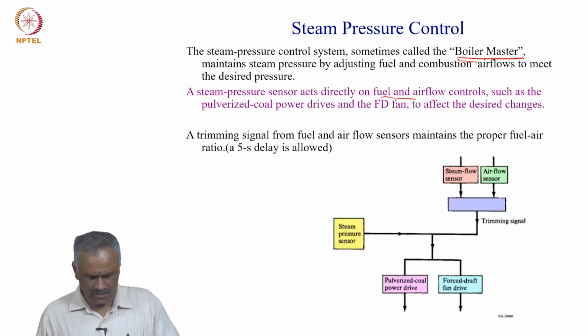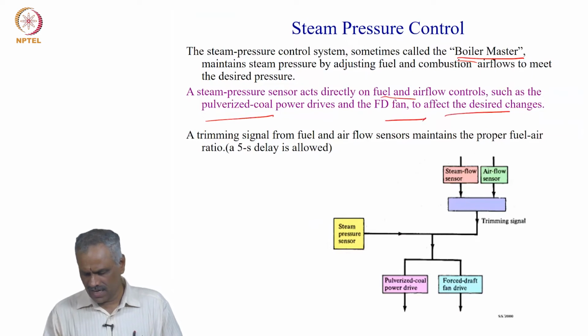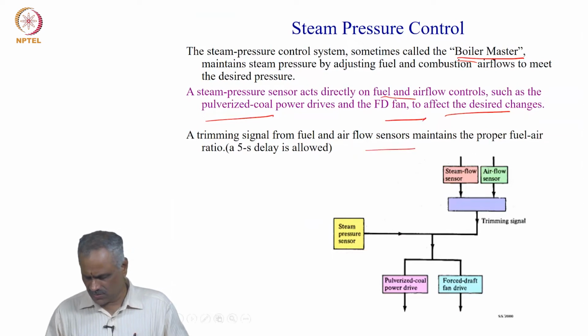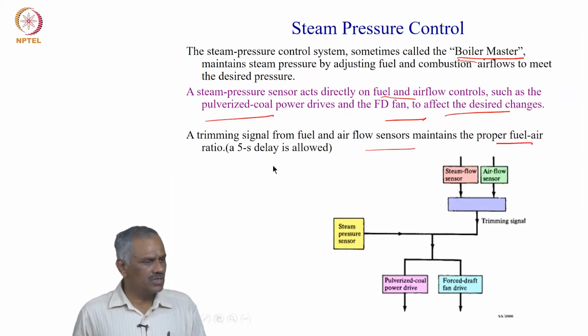So steam pressure sensors act directly on fuel and airflow controls. Of course, there is pulverized coal and then FD fans, which are connected, and different trimming signals from the fuel and air sensors to maintain a proper air-fuel ratio. And the control system is very important.